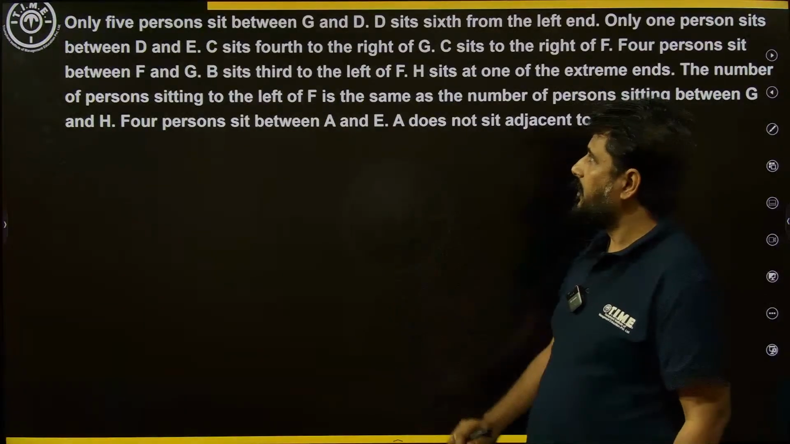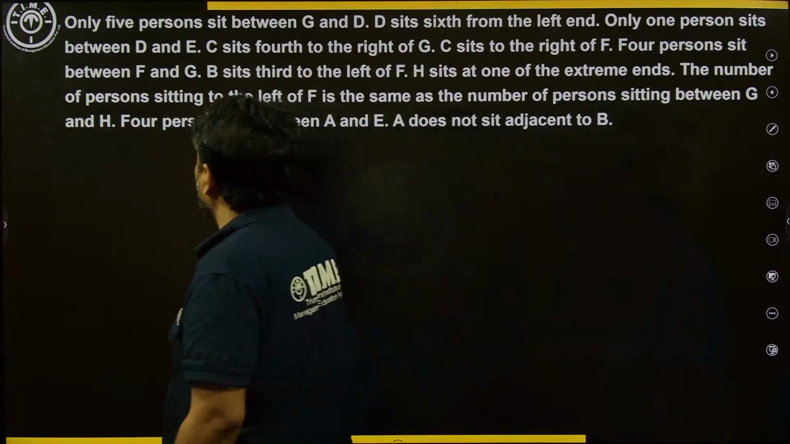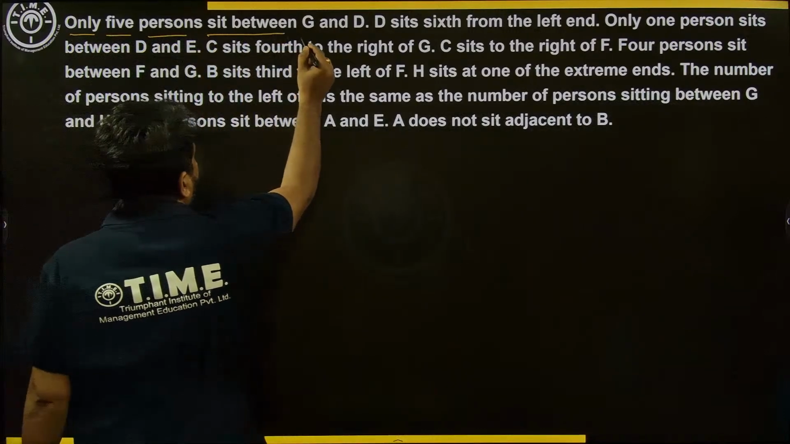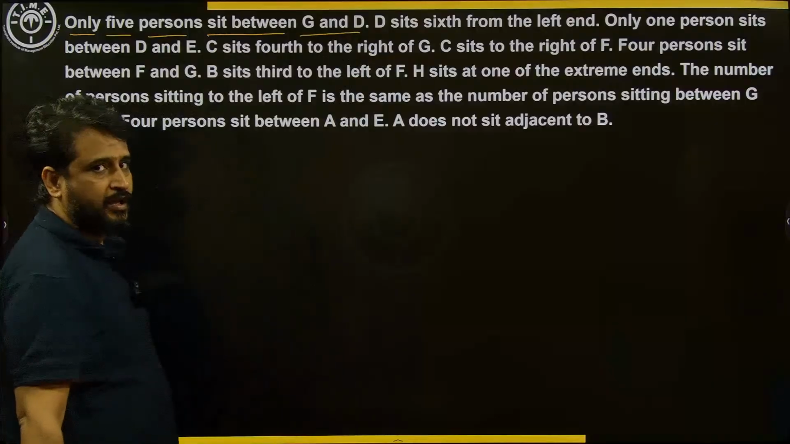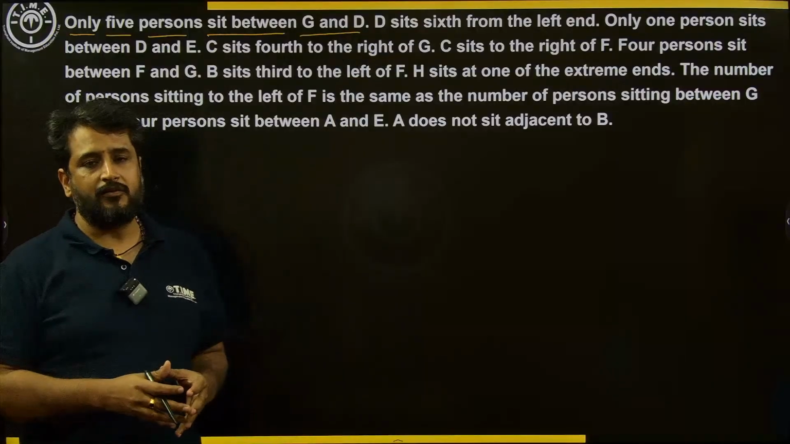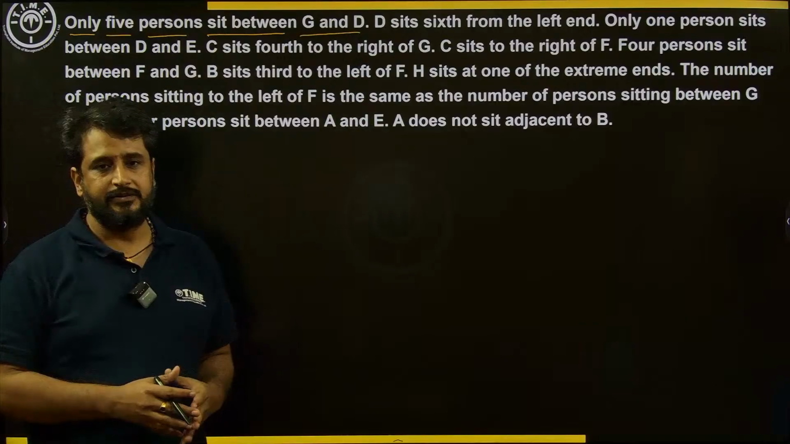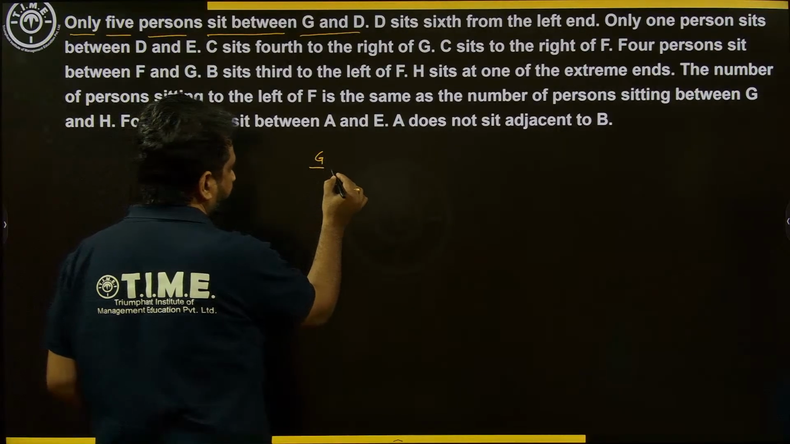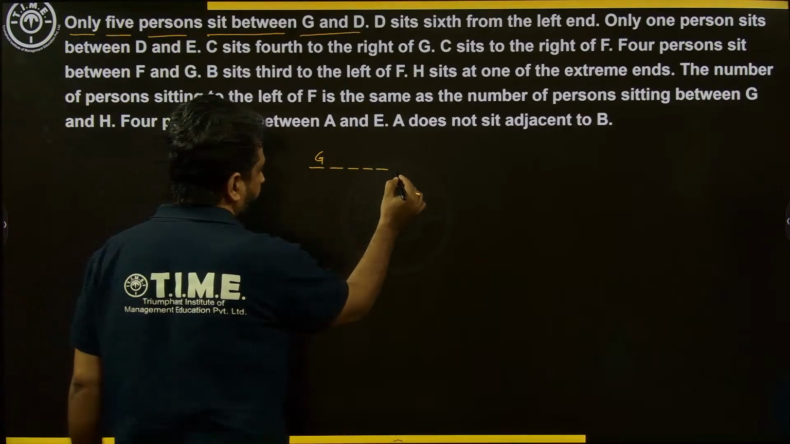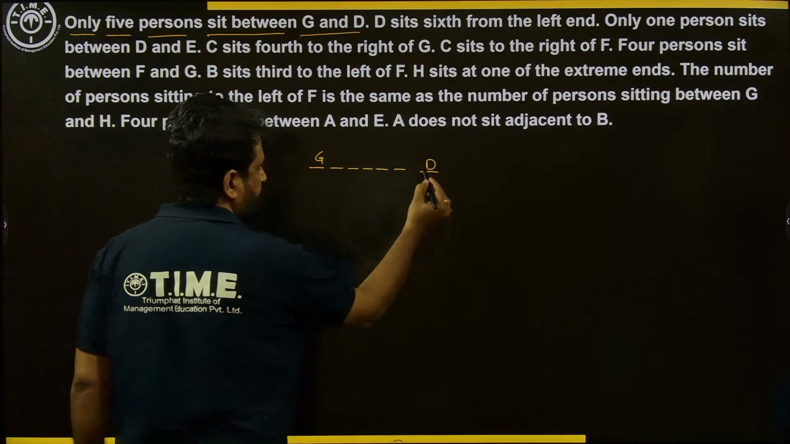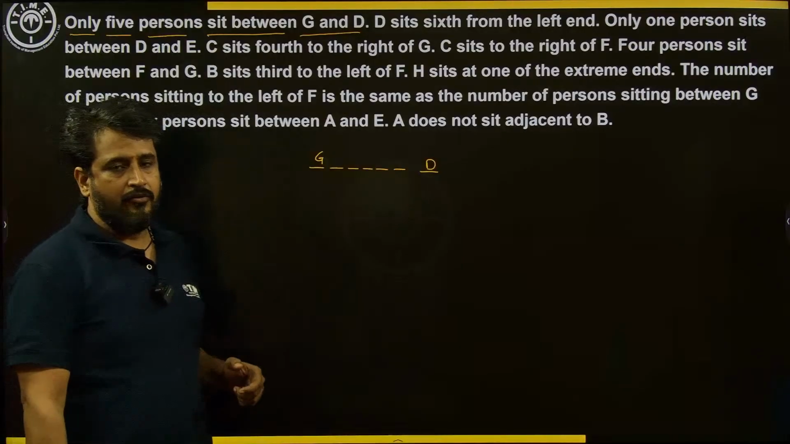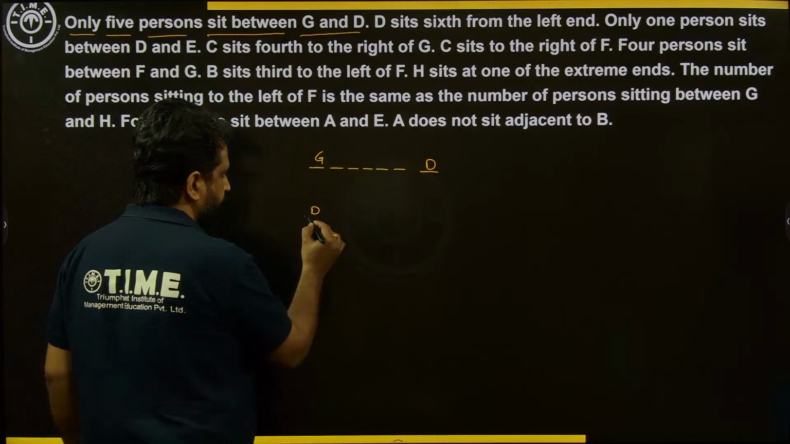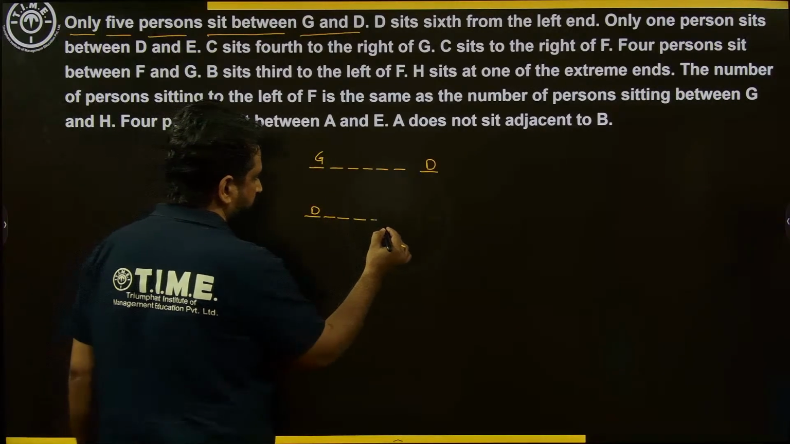Right. We have information. What is that? Only 5 people sit between G and D. But we don't know whether G is to the left of D or D is to the left of G. So we have two possible situations here. There is one case where G is left of D and there are 5 people between them. This is the one case. And we may have one more situation, that is D may be here, left side of G, and 5 people between them.